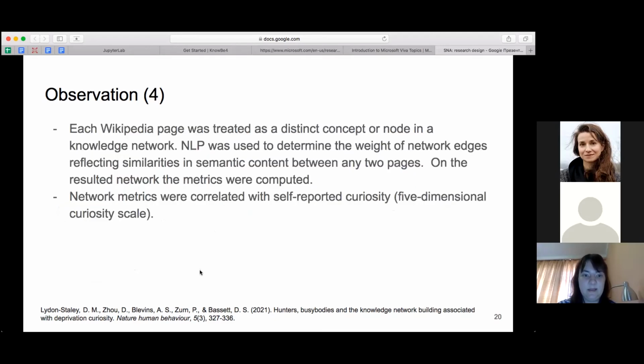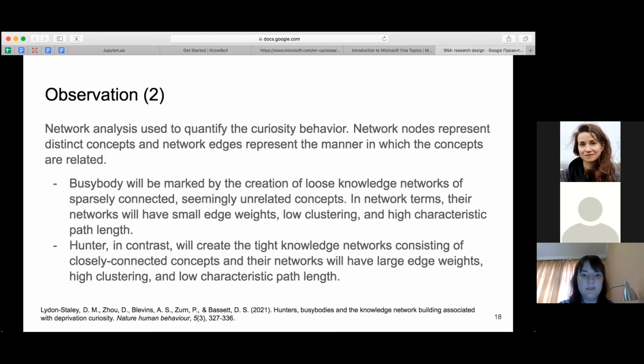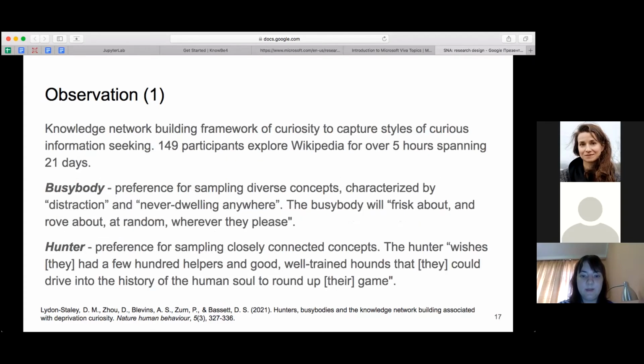Linden and Staley recruited 148 participants. Firstly, they asked them to complete the survey about their curiosity.